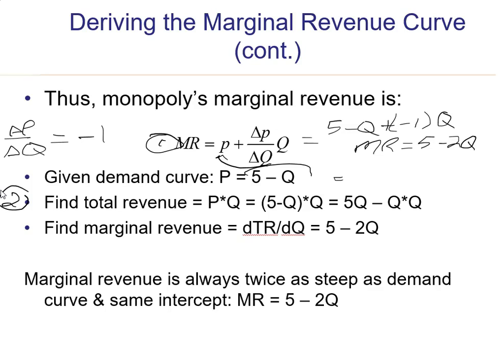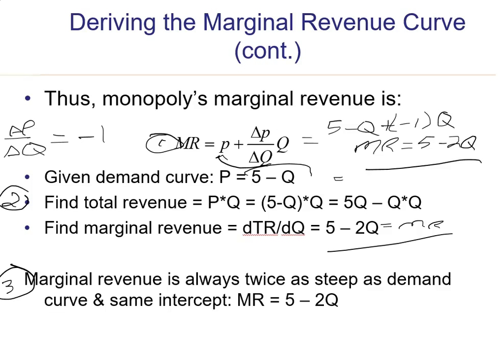So 5 minus Q times Q is going to be 5Q minus Q squared, since Q times Q is Q squared. So let's take this derivative. The derivative of 5Q is simply 5. The derivative of minus Q squared is simply minus 2Q. This is also an equivalent definition for marginal revenue. That equals this one. And let me show you the third approach, which requires no calculus.